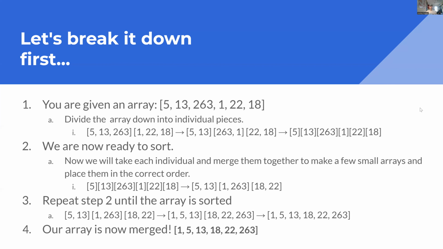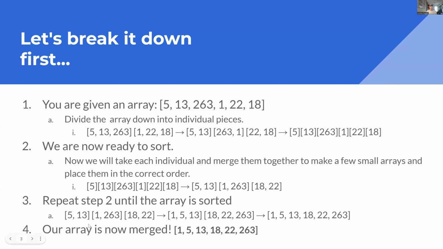Once we have it all broken down, we're ready to sort. We take each individual data piece and merge it with its neighbor, making a few small arrays, and while we're doing that, we place them in the correct order. Here we have them all separated. So 5 and 13 are placed together into one array. This is the output here. Those didn't have to be swapped. Then 263 and 1 have to be swapped, so it's 1 and 263. Then 22 and 18 are swapped to be put in order. So now we are rebuilding. We will repeat step 2 until the array is fully sorted and completely merged.